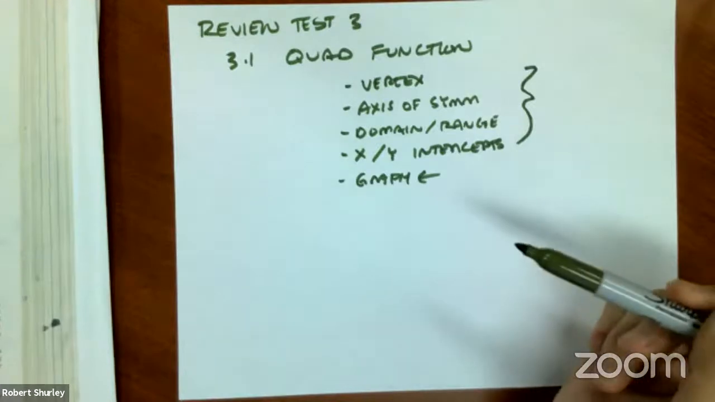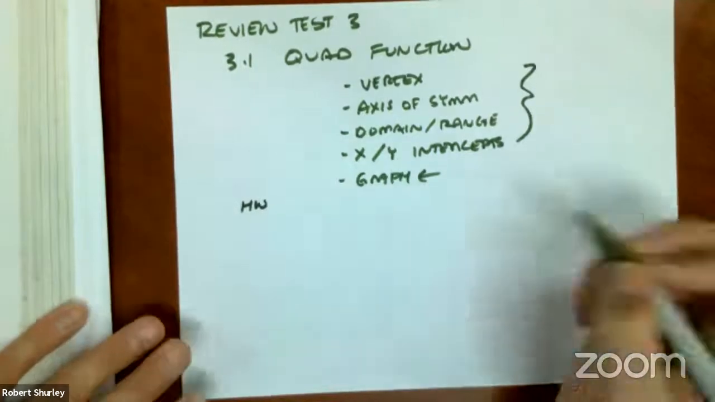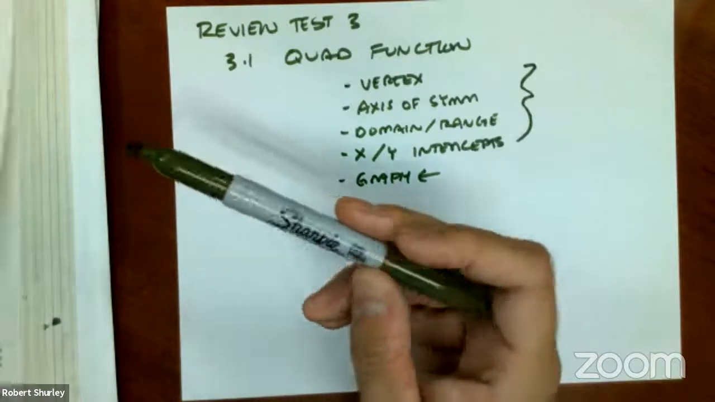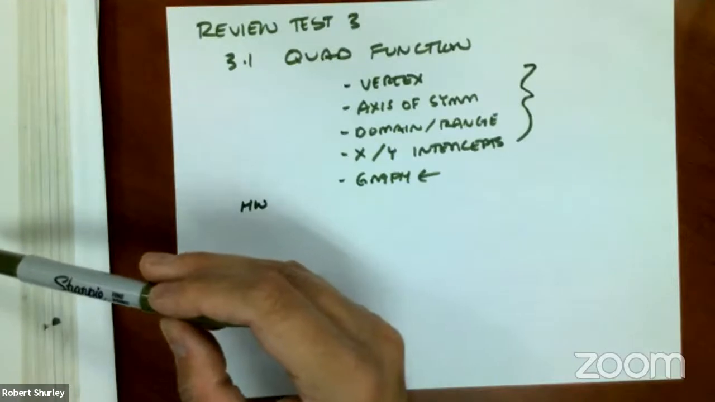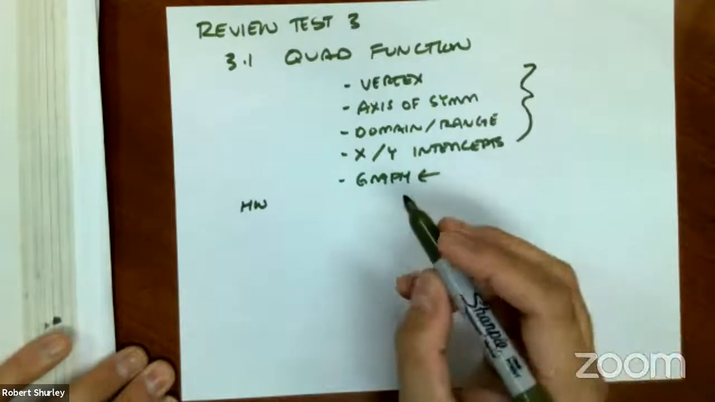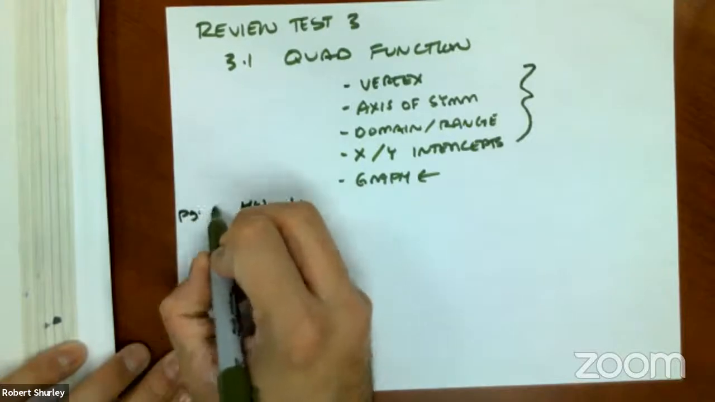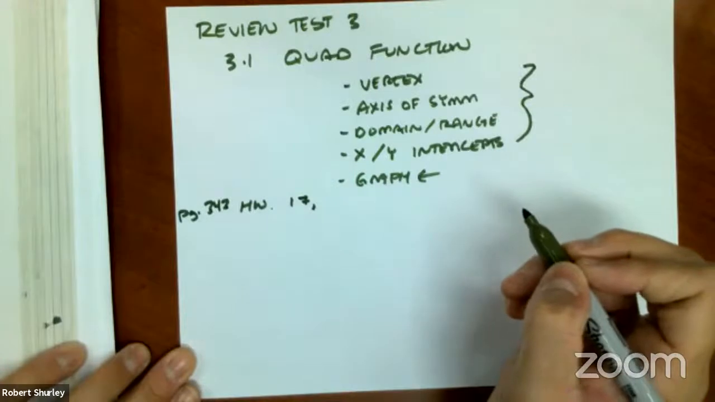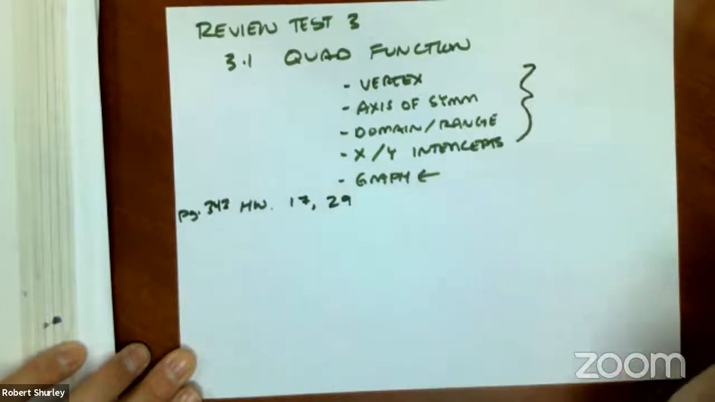And I'll tell you some good homework questions to look at that really hit these well. Vertex, intercepts, graph. This would be just to get two different examples. This is on page 343. It'd be like homework number 17 and then 29. Those two would be good.